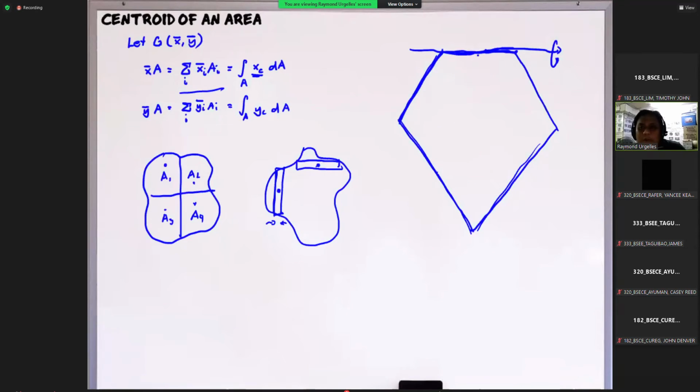Kaya mas maganda i-solve nyo na lang yung centroid nito. Yung pinakamagandang gawin dito is hatiin mo siya sa triangle. So then we have triangle, triangle, saka rectangle. Okay? So this is the easiest way. Kaya pwede natin gamitan ng ganito. Okay ba? Any questions para dito?